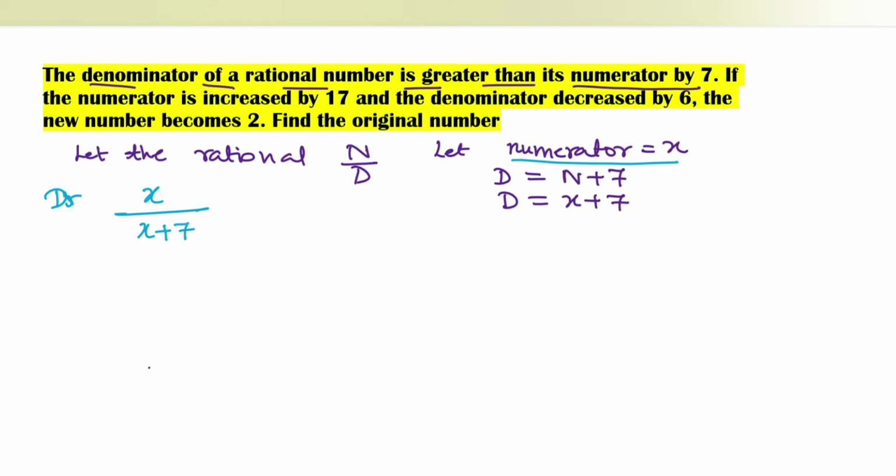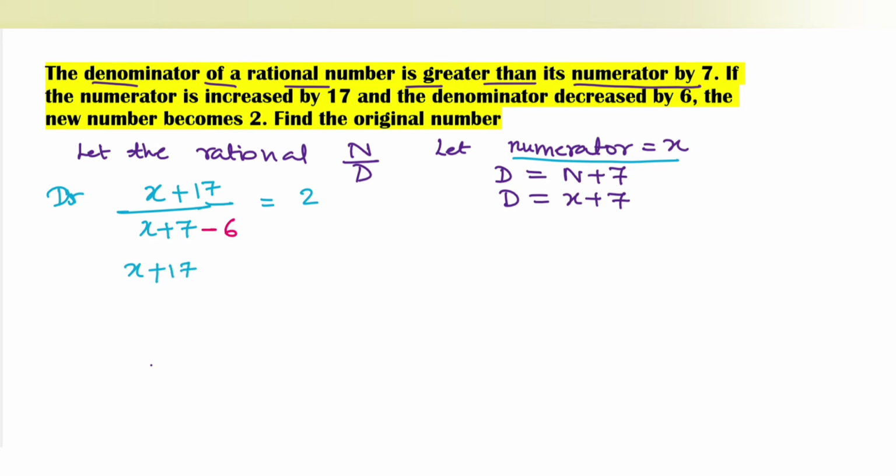So if the numerator is increased by 17, it becomes x plus 17, and the denominator is decreased by 6, so minus 6. Then the number becomes 2. This is equal to 2. x plus 7 minus 6 will give you x plus 1. This is equal to 2. Cross multiply and get the answer. x plus 17 is equal to 2.